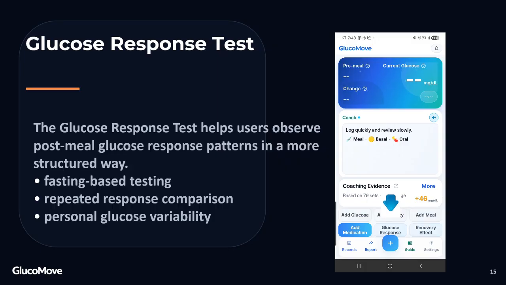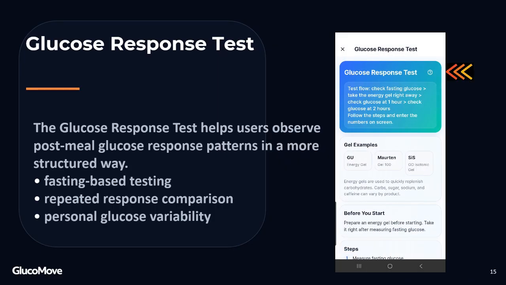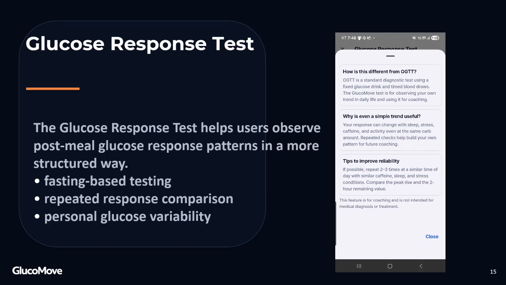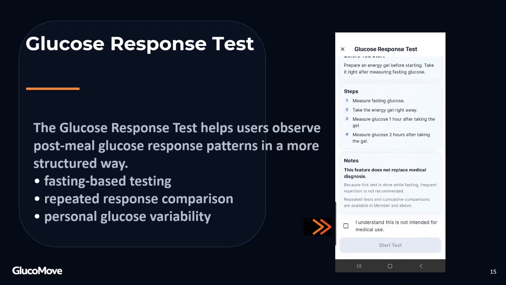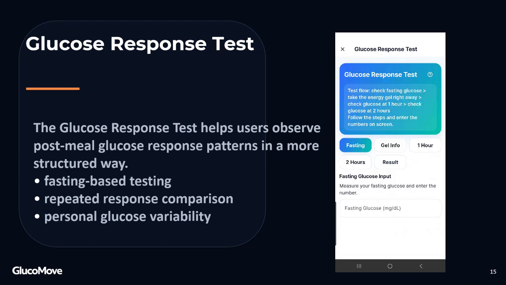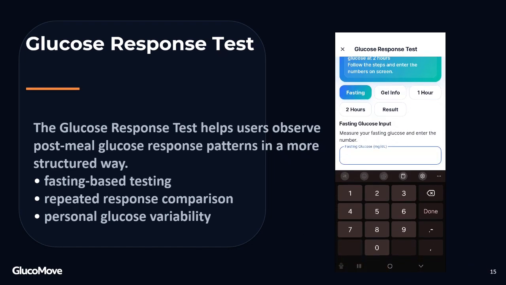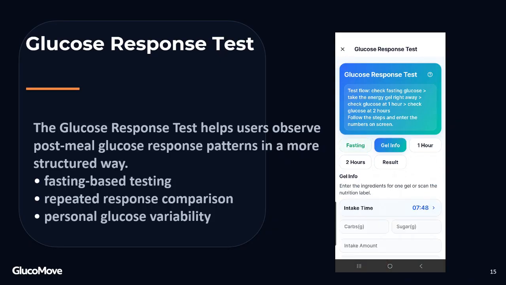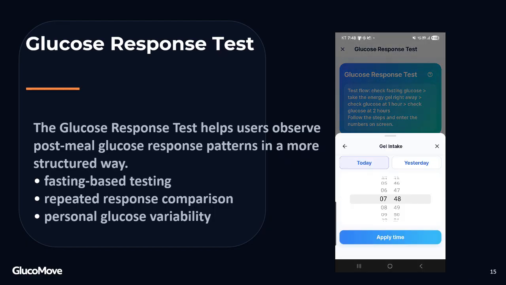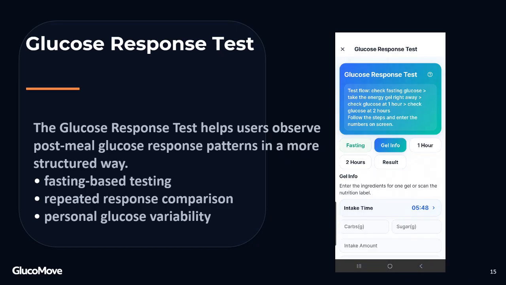In many cases, the same meal may produce different responses in different individuals. Even within the same person, responses may vary depending on timing, activity, sleep, stress, or recovery conditions. The test structure helps users compare glucose patterns before and after meals in a more organized way. Over time, repeated tests may help users better recognize personal glucose response patterns associated with certain foods or behaviors. The goal is not to judge one meal or one glucose spike.